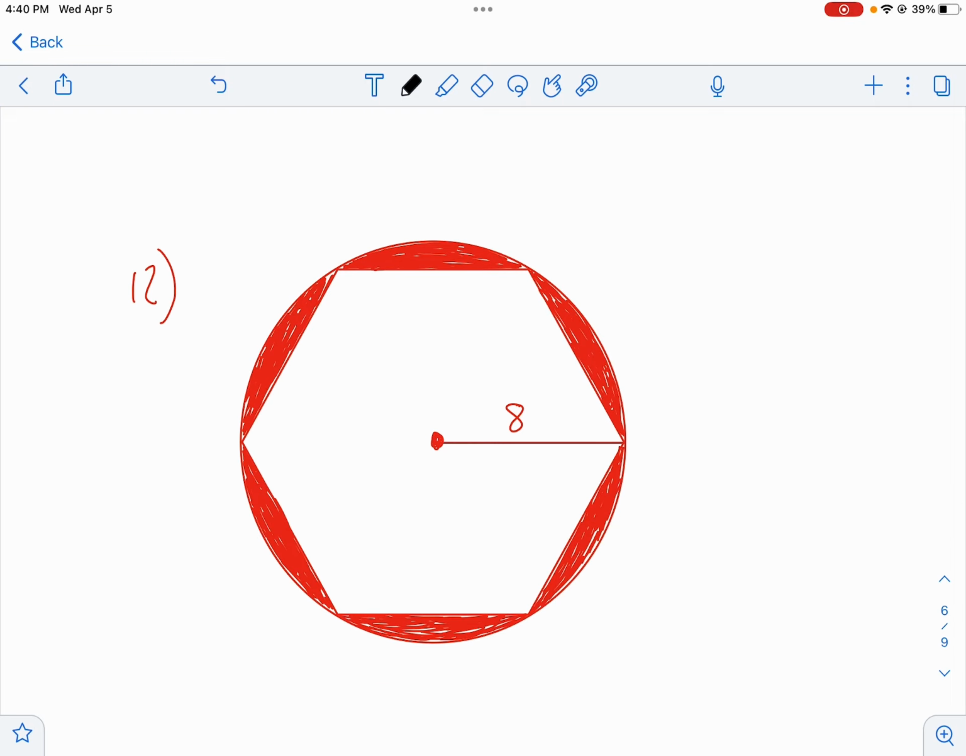12. We're getting there, people. Find the area of the shaded region. I would start by finding the area of the circle, and I would subtract from that the area of the regular hexagon. That's the way I would do it. You can also find an area of a sector, right? You could find an area of a sector, and then you could subtract the triangle and then multiply by 6. That would work too. There's many ways to do this kind of problem.